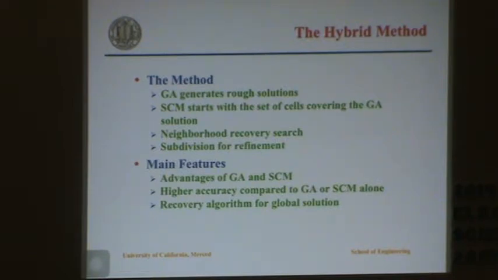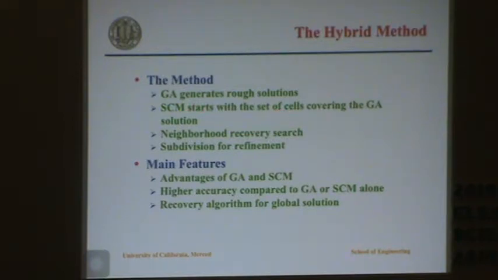Although it's not accurate, they're all there. So we only require a generic algorithm to generate some rough solutions. The best outcome is that it identifies the correct number of clusters. That's good enough for us. And then we start a simple set mapping method.